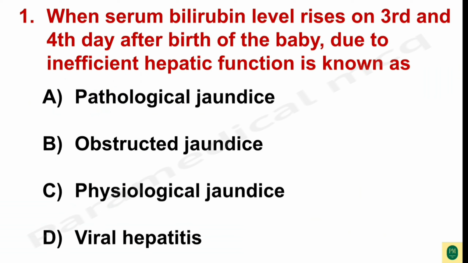When serum bilirubin level rises on the third and fourth day after birth of the baby due to inefficient hepatic function is known as: option A, pathological jaundice; option B, obstructive jaundice; option C, physiological jaundice; option D, viral hepatitis. The correct option is option C, physiological jaundice.